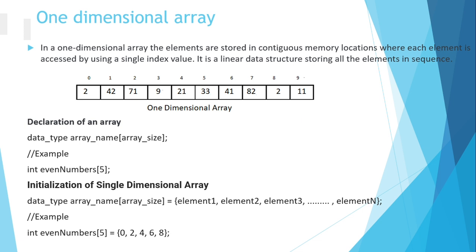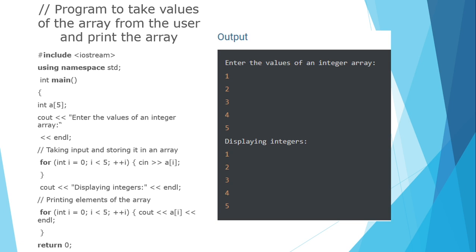Initialization of a single-dimensional array. Now here we are initializing the array elements. Array elements should be initialized with curly braces. So data type, array name, array size as in the usual declaration, and we have to initialize the elements in curly braces. For example, integer evennumber of 5, we are giving the elements 0, 2, 4, 6 and 8.